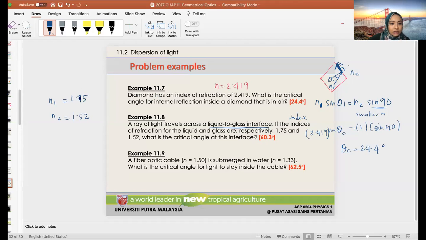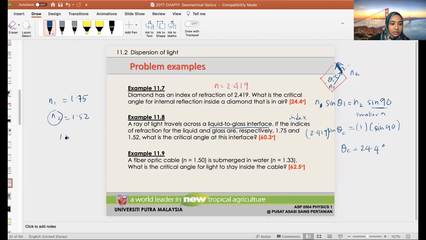It has an n that is greater than the glass. So 1.75 for liquid and 1.52 for glass. What is the critical angle? And again, our smaller n gets the sine 90.